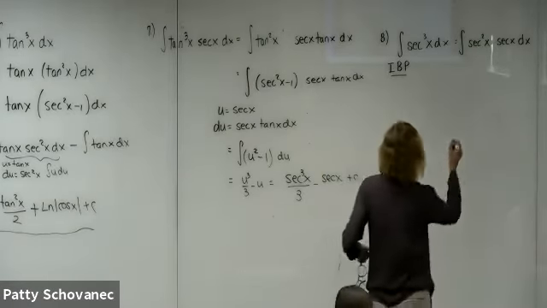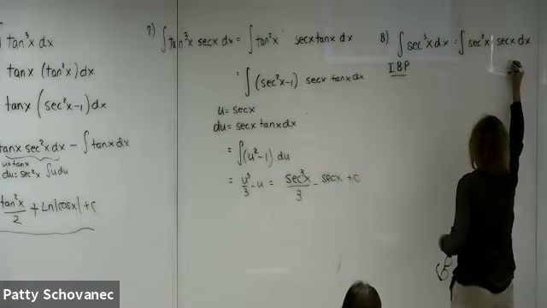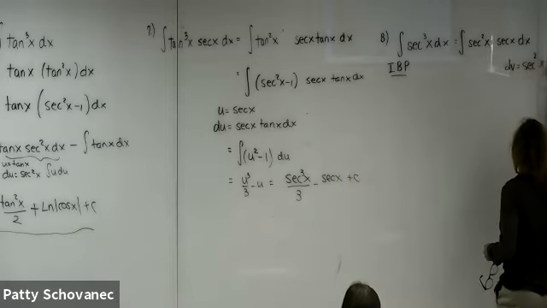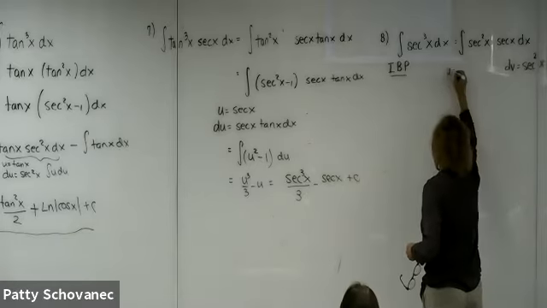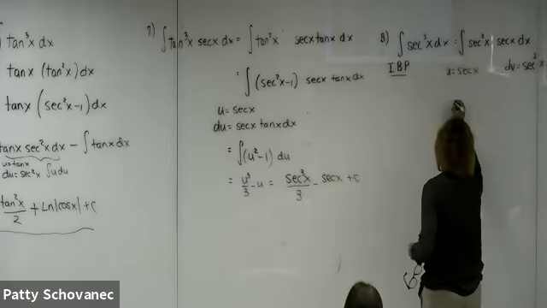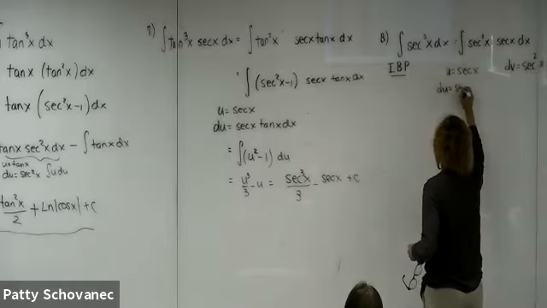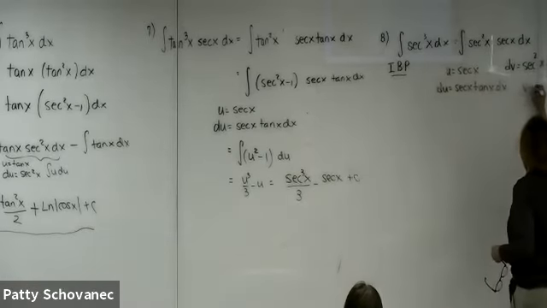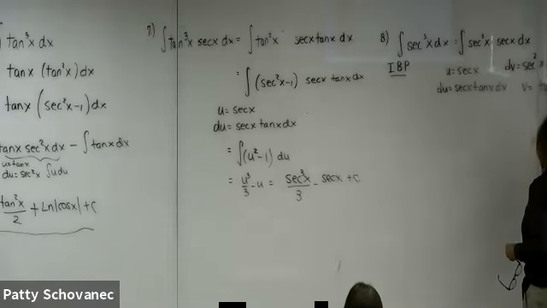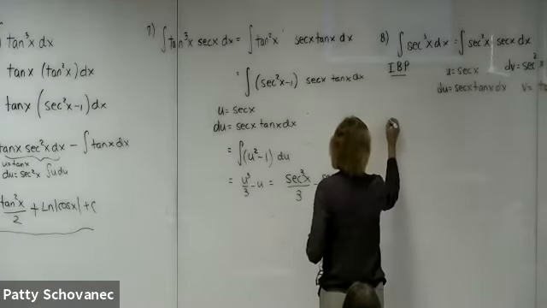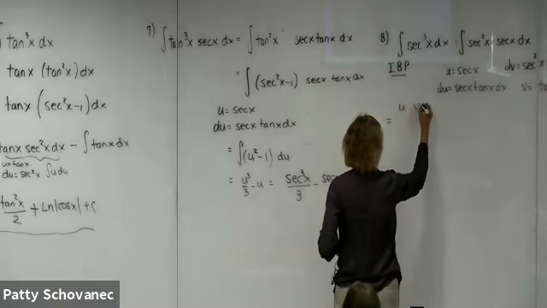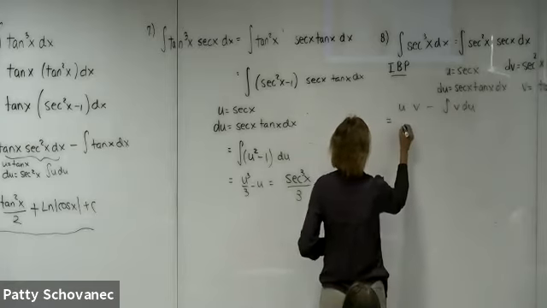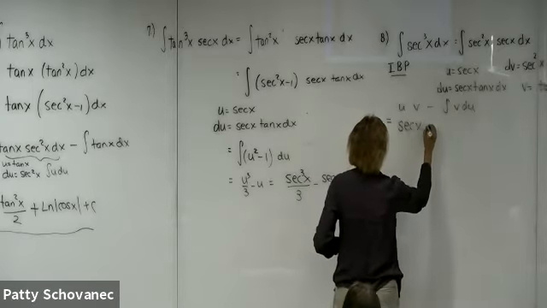First step. Secant squared dx is what you can integrate. Actually, you can integrate both, but you pick the biggest. It gives you the secant of x. Du is secant tangent, and v is the tangent, right? And so our uv minus the integral of v du becomes secant of x tangent of x.